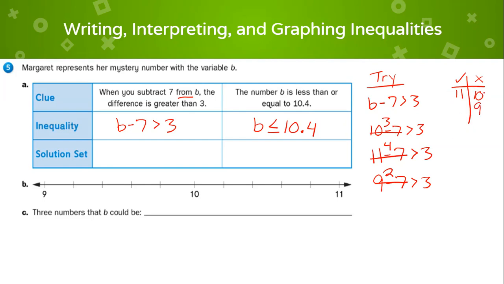So I think we have enough information here to figure out that we want numbers that are greater. Well, could we do 10.5? Let's try it. 10.5 minus 7 is 3.5, and 3.5 is greater than 3. So 10.5 works. So now we can say, it's numbers that are greater than 10. So our solution set here is any number greater than 10.